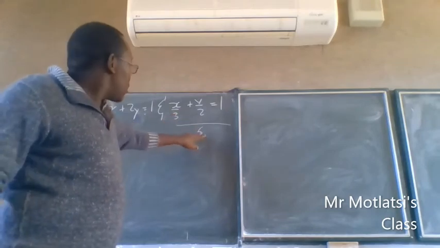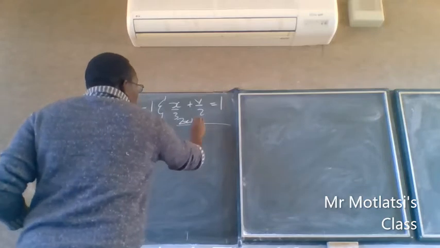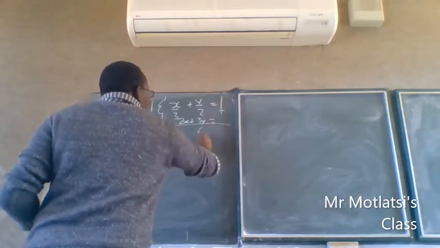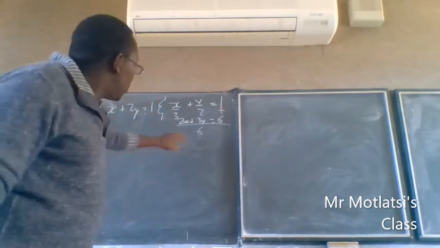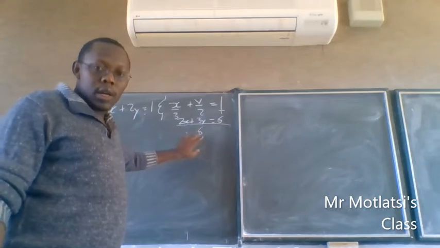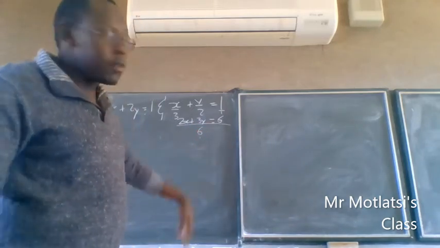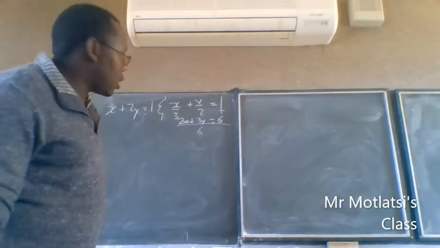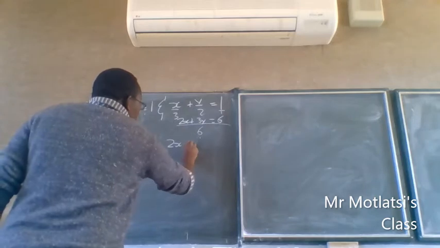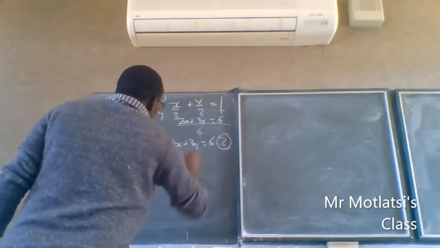Three into 6, 2 times 2x plus 3y. So 2x plus 3y is equivalent to 6, everything all over 6. Since the denominator is the same for all of them, we just take the numerator. So now our equation 2 reads as follows: 2x plus 3y is equivalent to 6. So this is our equation 2.